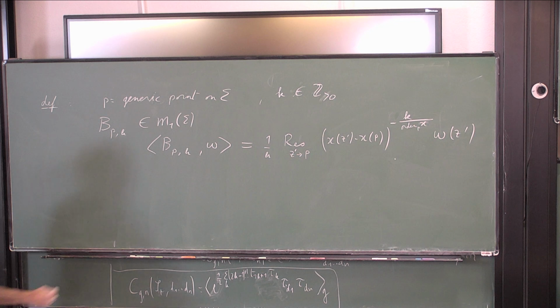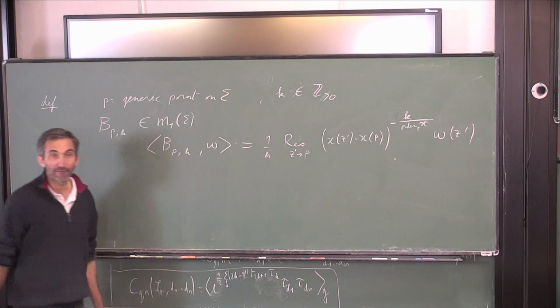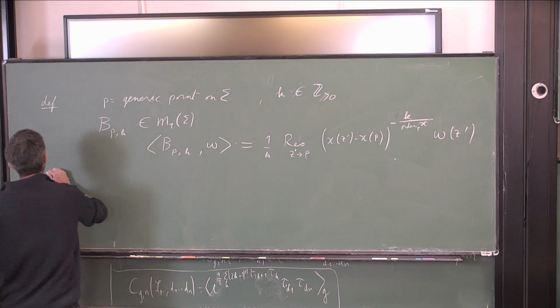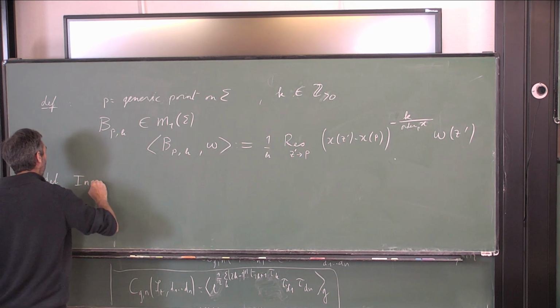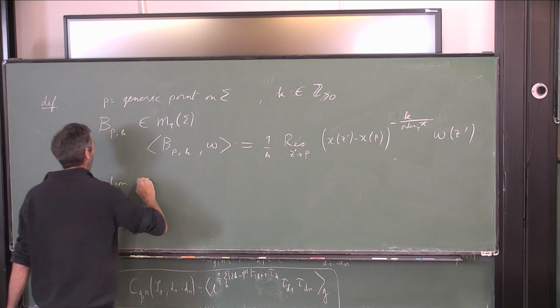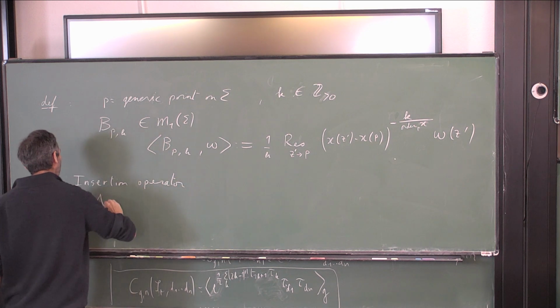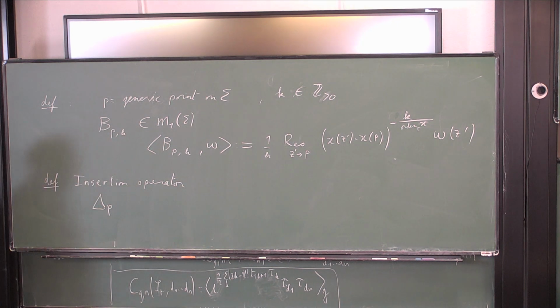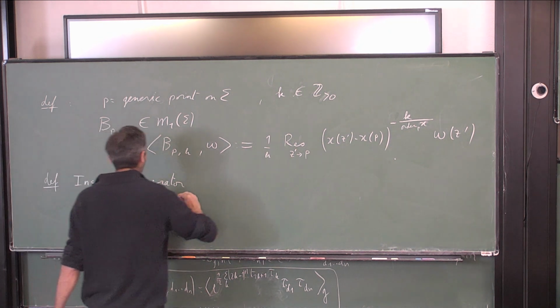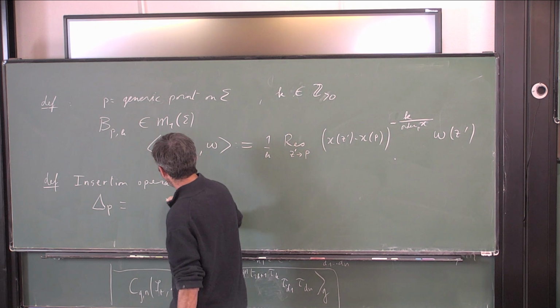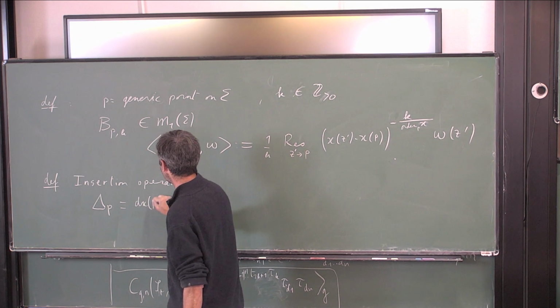So that's the definition of B. And you can check that it is a general cycle. So if you contract it with omega 02, it gives a meromorphic one form. So then the definition of the insertion operator. Let me call it delta P. Delta P is by definition the B_{p,1}, and let's multiply it by dx of P.